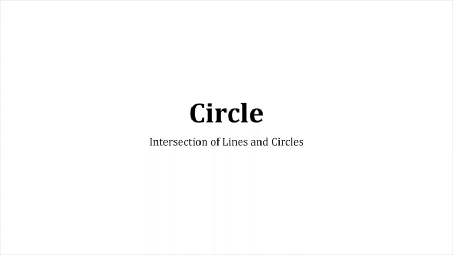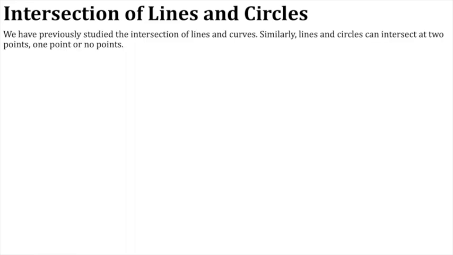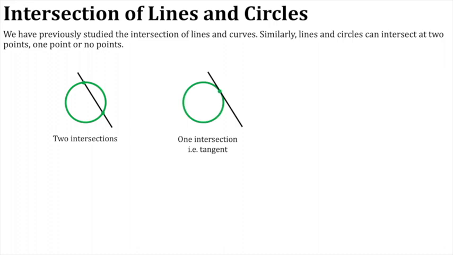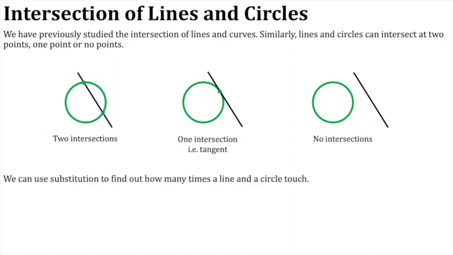In this video, we're going to look at the intersection of lines and circles. Now, we've previously learned about the intersection of lines and curves, and the intersection of lines and circles are very similar. They can intersect at 2 points, 1 point, and that would be a tangent, or no points at all. And like before, we can use substitution to work out how many times a line and a circle touch. And we can use a discriminant for that as well, but we can also use substitution to find the points of contact if they exist.